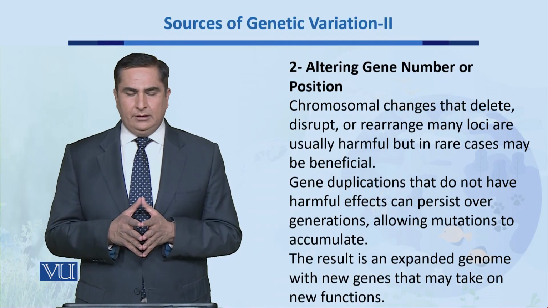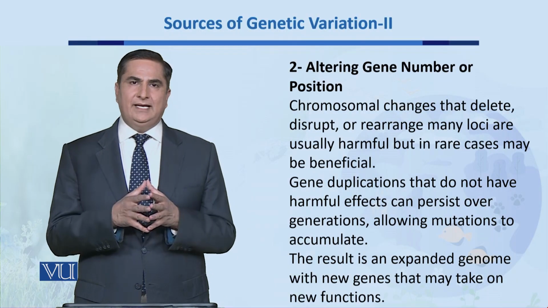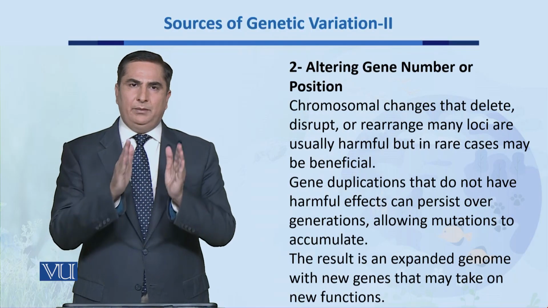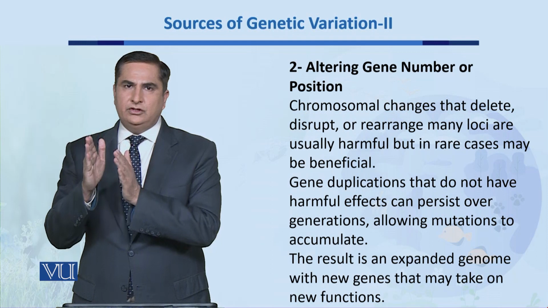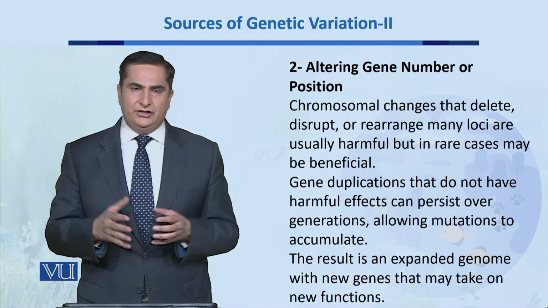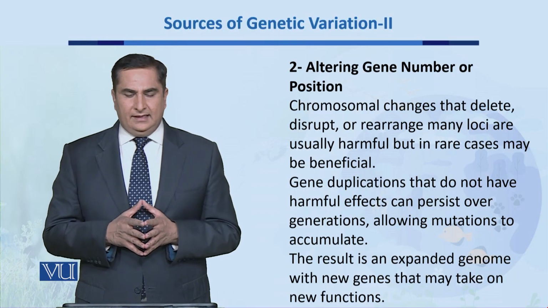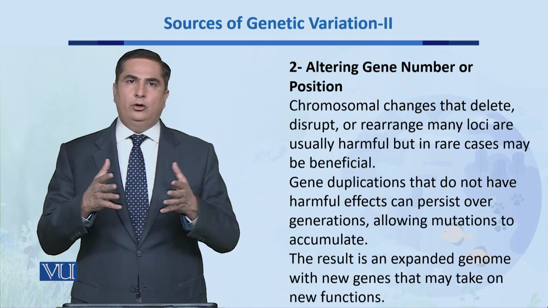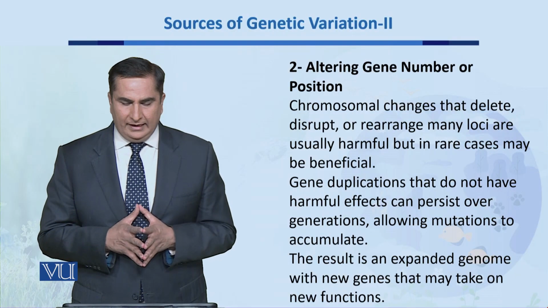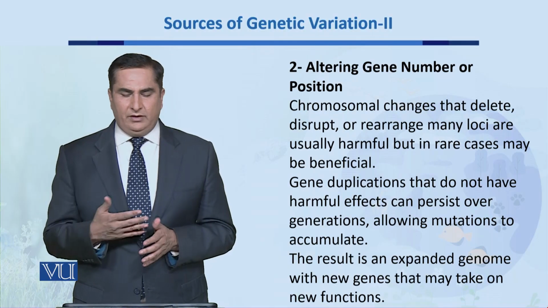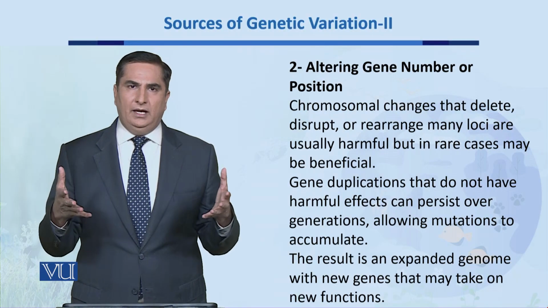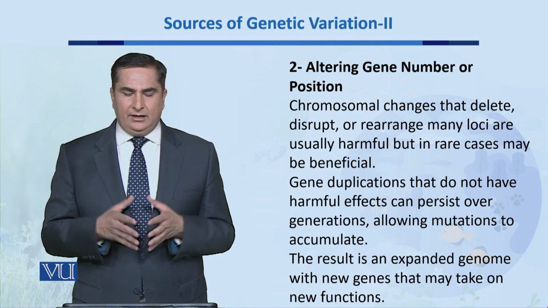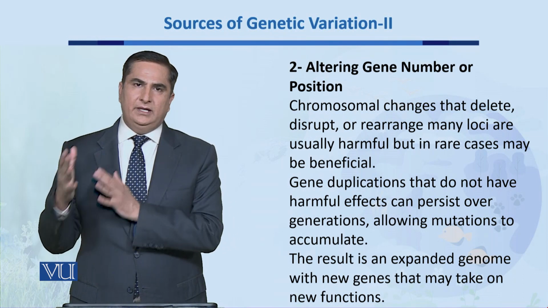Then we have altering gene number or the position of those genes, which means that either the genes are duplicated or increased or decreased in number, or their position in a chromosome can be moved or shifted to a new location within the genome. Now, chromosomal changes that delete, disrupt, or rearrange many loci are normally harmful, but in rare cases they could be beneficial. Gene duplications that do not have harmful effects can persist over generations, allowing these mutations to accumulate within the population. The result is an expanded genome with new genes that may take on new functions if the environment changes.